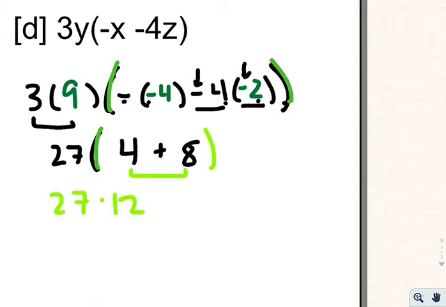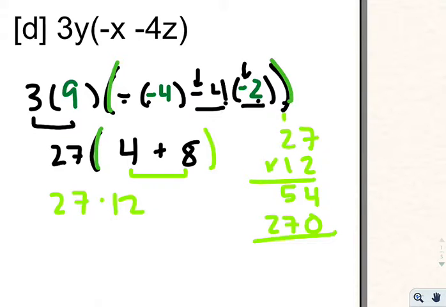So now you've got to go to your calculator. I'm just going to work it out right here. We have 27 times 12. 7 times 2 is 14. Carry the 1, 4, 5, 0, 2, 7. Uh, 4, 12, 3. So we should have 324.